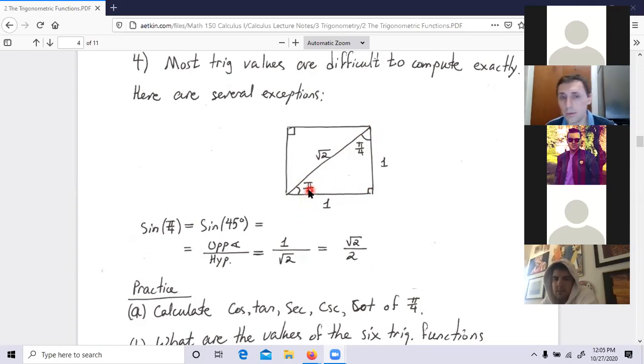Now, when I ask what is sine of pi over 4, it's the opposite side over the hypotenuse. Or in other words, convert this measure into radian units. In radian units, I just simply have to divide by the length of the radius. So it's 1 over root 2, which is also, if I multiply by root 2 over root 2, root 2 over 2.